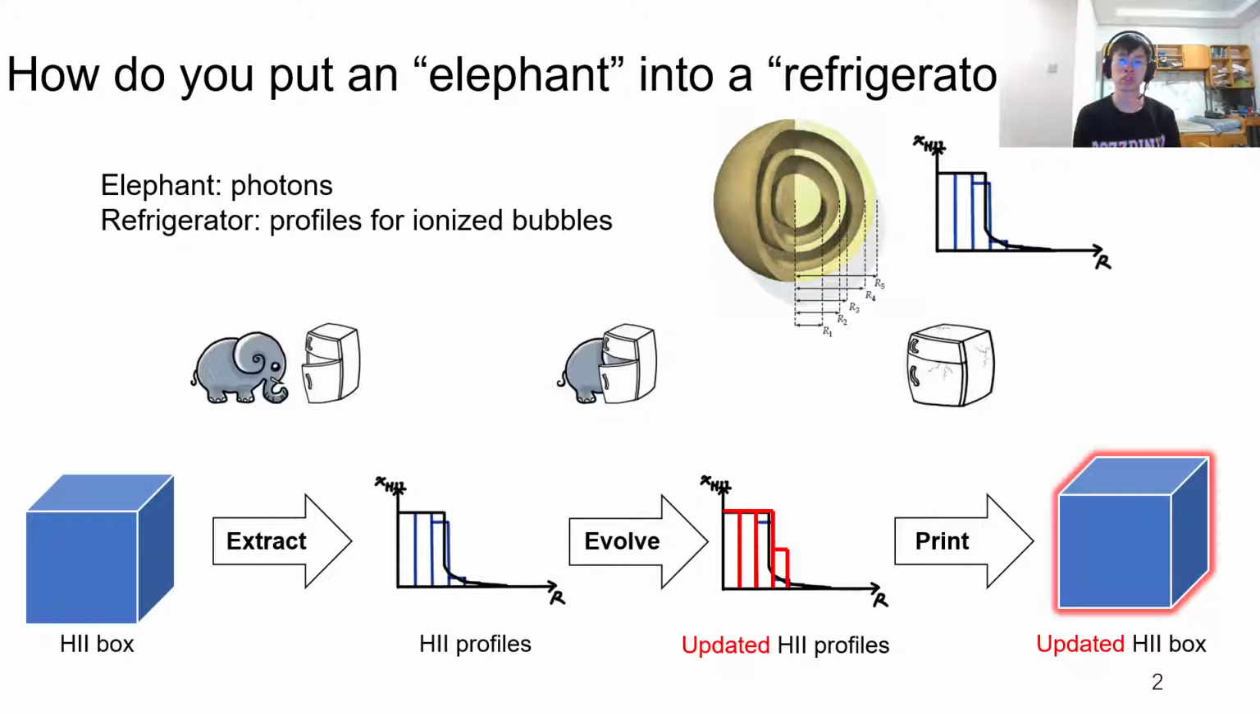If you have some three-dimensional realizations of ionized fractions at some time step, we first extract its corresponding one-dimensional profiles. That's like opening the door of the refrigerator. Then we add photons to evolve these profiles to the next time step. And this is like putting the elephant inside. Finally, we have to print the updated profiles back to some three-dimensional realization. And this is like closing the door. In the next several slides, I will briefly introduce how we perform these three operations.